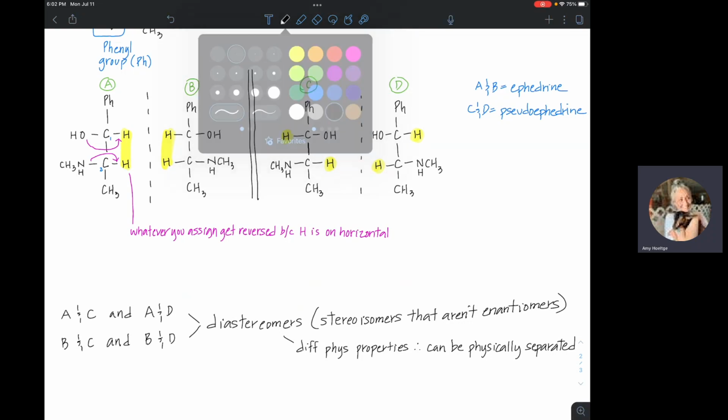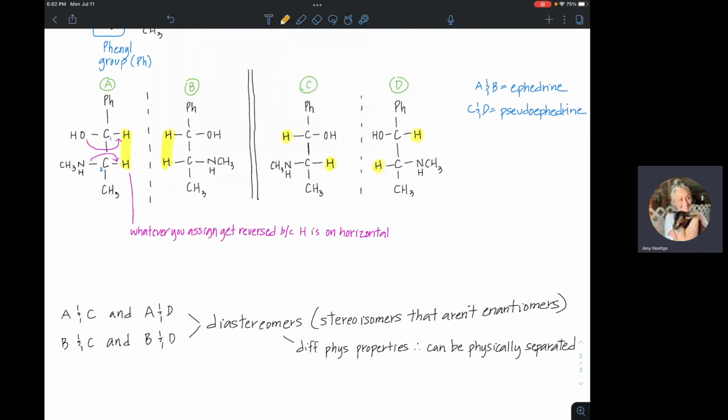So let me do this in a different color so you can see. In parentheses, before the name, before this thing gets its nomenclature, we would assign the configuration and we would say, at carbon number 1, it appears to be rotating plane polarized light counterclockwise, because we've assigned our groups priority based on their mass, but the hydrogen's on the horizontal, so I'm going to reverse the configuration. Instead of S, it's going to be R. And I have to tell you which carbon that is assigned to. So 1R, comma, 2. Now, this would normally be R, right?